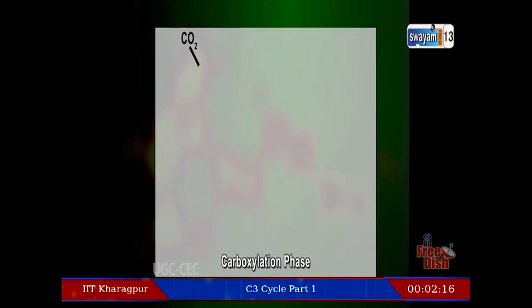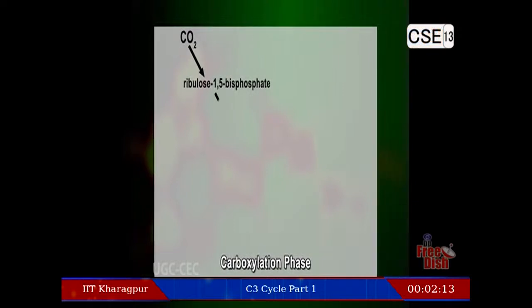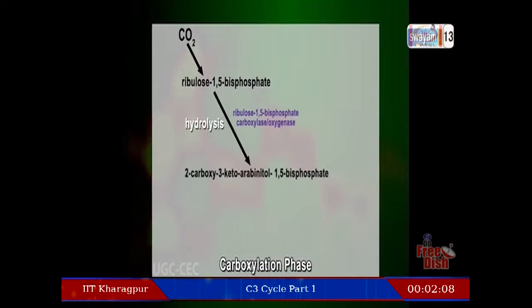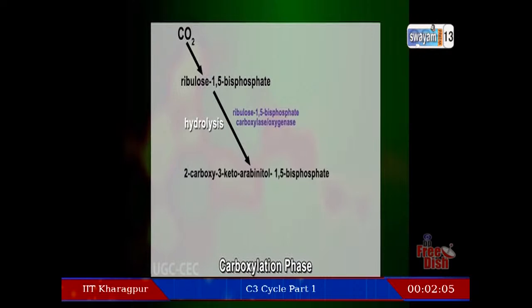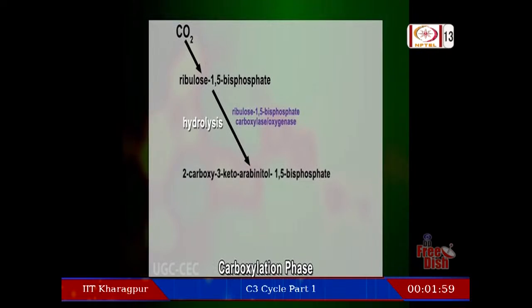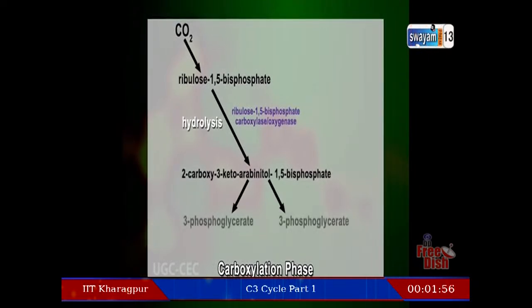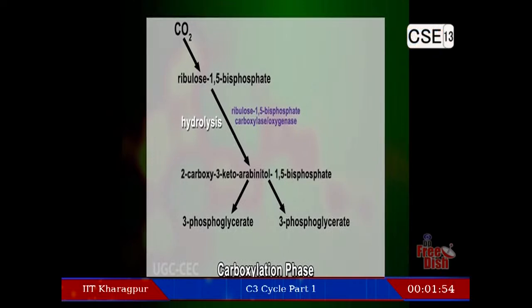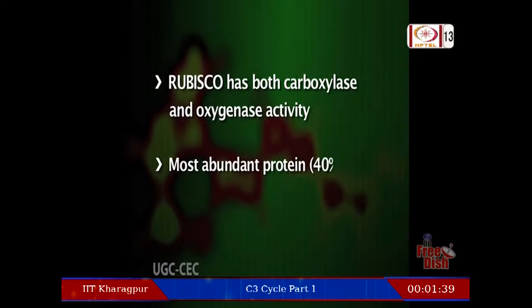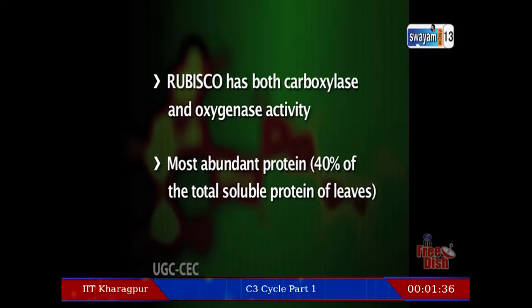The carbon dioxide that is captured by the enediol in the second step initially produces a 6-carbon complex, which is an unstable intermediate, that's 2-carboxy 3-keto arabinitol 1,5-bisphosphate, that immediately splits into 2 molecules of 3-phosphoglycerate, that is 3-PGA, a 3-carbon compound. Here it is to be noted that the enzyme RuBisCO has both carboxylase and oxygenase activity and is a very abundant protein, representative of the total soluble protein of leaves.